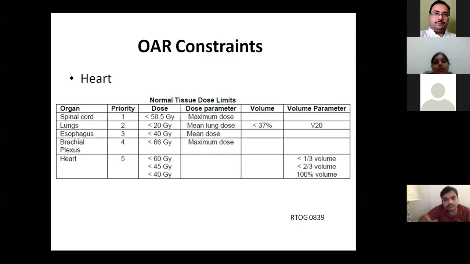The maximum dose to the plexus is about 66 gray. And for the heart, after the RTOG 0617 trial, they say that you keep it as low as possible, but these are the other constraints that are given. Basically, the endpoint that they are looking for with the heart is pericarditis. Thank you, and I would be happy to take any questions.